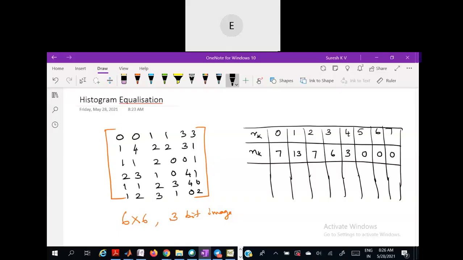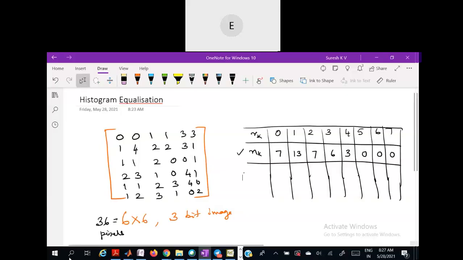Now the cross check is, if I count these values and add all of them, I should get back 36, because this is a 6 cross 6 image. So I will have 36 pixels. So 13 plus 7 is 20, plus 6 is 26, plus 3... yes, I am correct. Okay. Now this is the first thing.